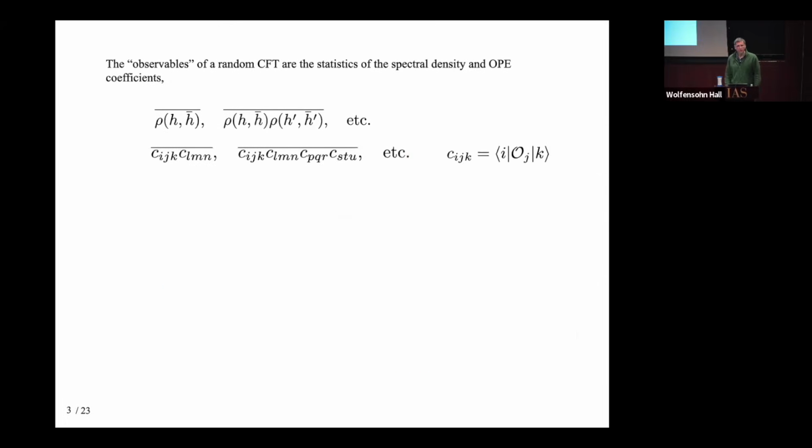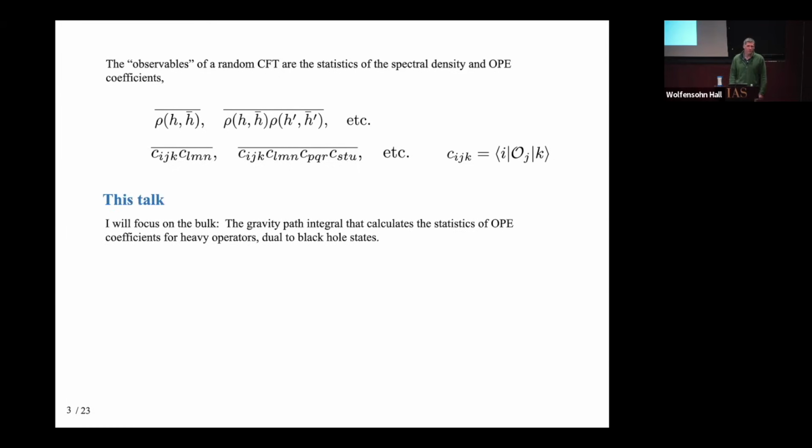Regardless of how it's defined, the observables that we're interested in for a random conformal field theory are the statistics of the CFT data. So the statistics of the spectral density and the OPE coefficients. I'm especially going to focus on the OPE coefficients. These are the C_IJK, which are the matrix elements of the primary operators O.